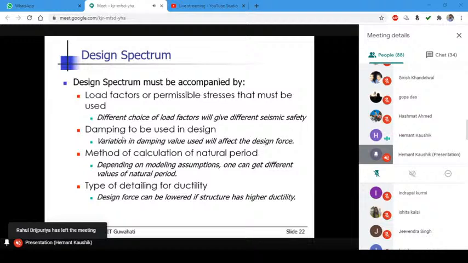Otherwise, if I simply give you a design spectrum without any method to calculate R or I or SA by G or Z, it is of no use actually. So whenever you have a design spectrum, you must have all these quantities.